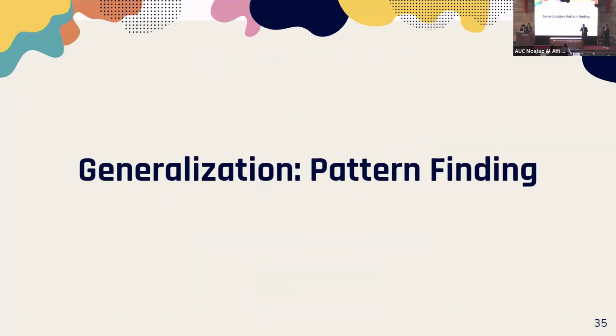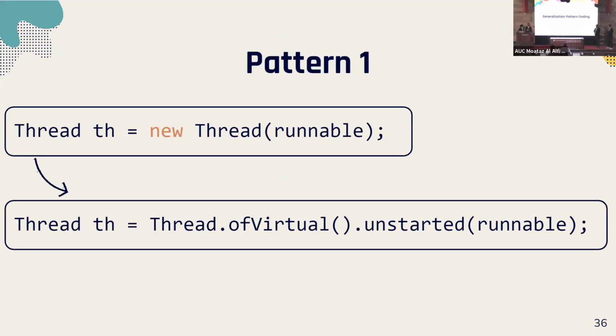Okay, now moving on to how we tackled the problem. First of all would be the generalization and pattern finding. What do we mean by a migration pattern? A migration pattern is some snippet of code with some specific characteristics that, when found, we have discovered a very neat and quick solution that can migrate it without working on the entire portion of the code. So now I'll be walking you through the patterns that we found.